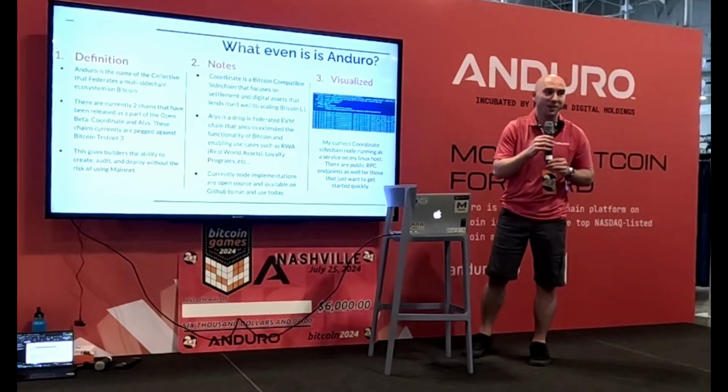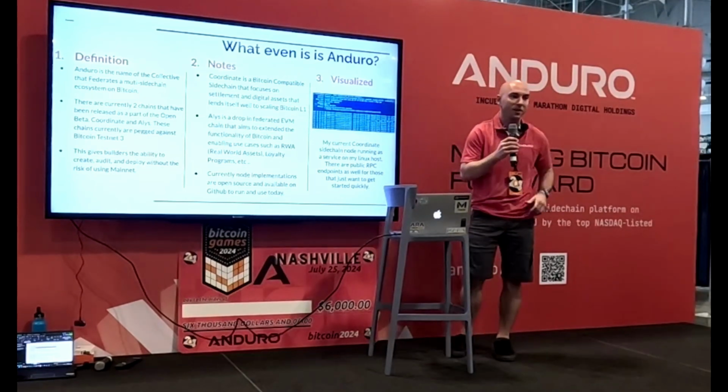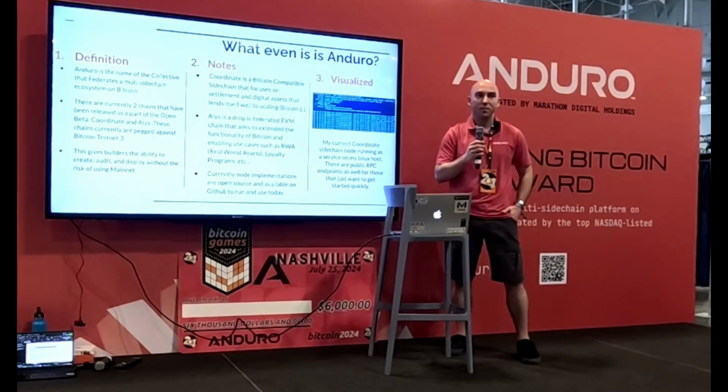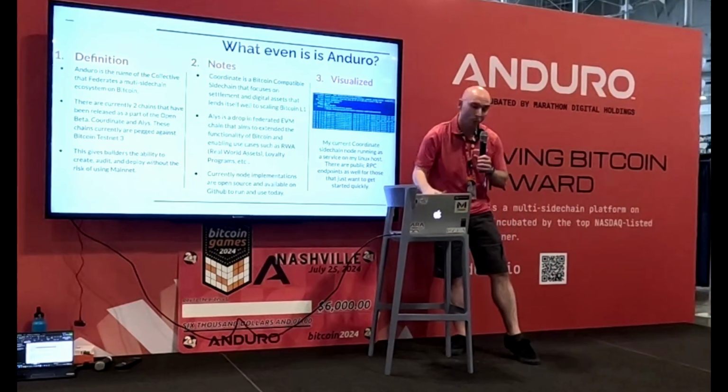The answer is no, no token. We have the asset that's one-to-one pegged to Bitcoin, but there is no token. The asset is Bitcoin, yeah. Sorry for not explaining that.